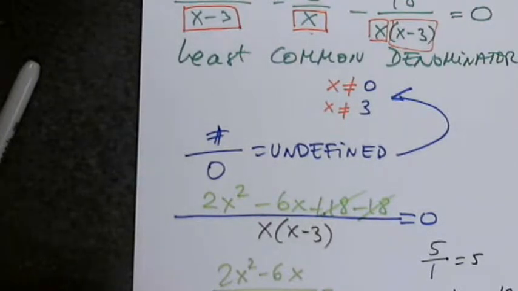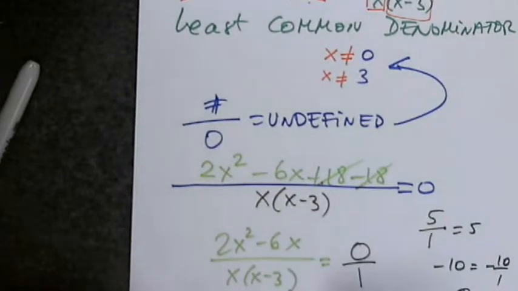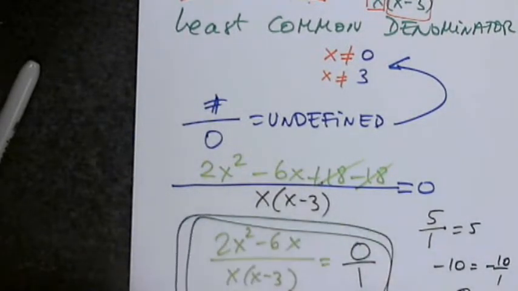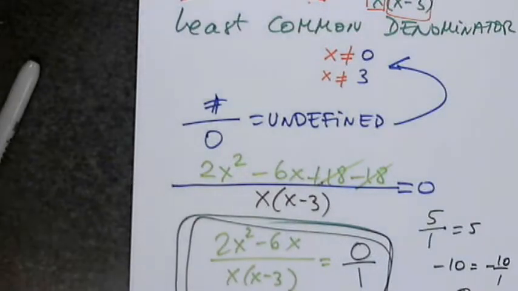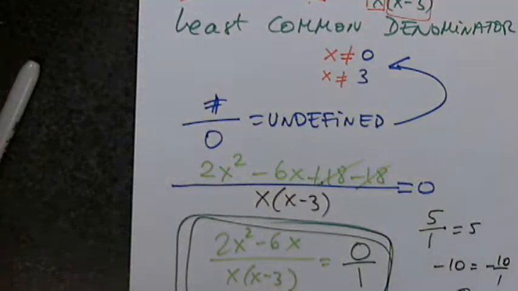Can I write x over 1 as x, or x as x over 1? So can I write 0 as 0 over 1? That's what I'm going to do. Why? This is still a rational equation, but it has a very special property, and it has a special name, which this did not have.